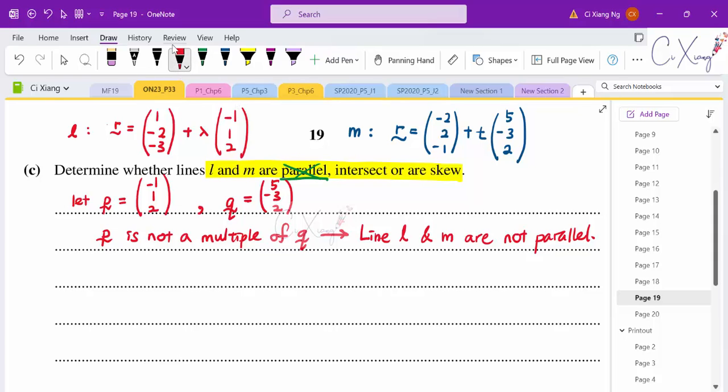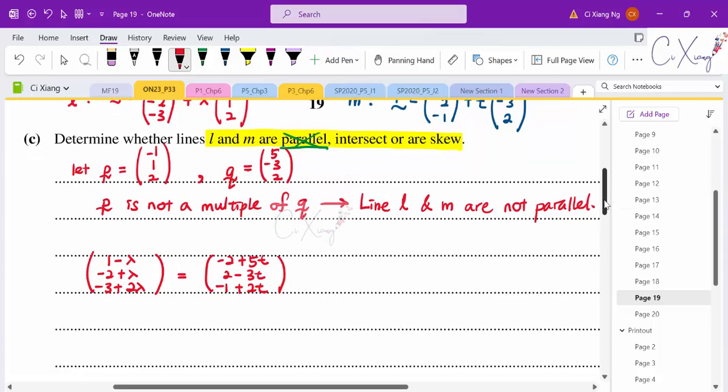Okay, to check whether they intersect or are skewed, very easy. We equate the two equations together. So I let this equation equal to this one. For the vector equation of line L, I have 1 minus lambda, negative 2 plus lambda, and also negative 3 plus 2 lambda. I group them into a whole column vector. Then for the vector equation of M, also the same thing, I combine this whole thing together. So I have negative 2 plus 5t, then 2 minus 3t, and also negative 1 plus 2t.